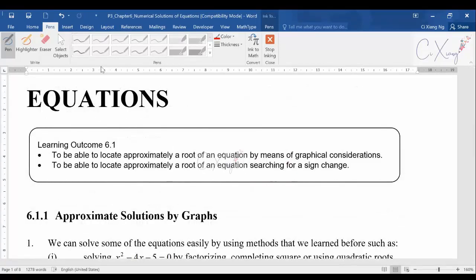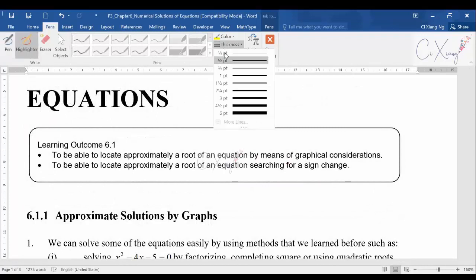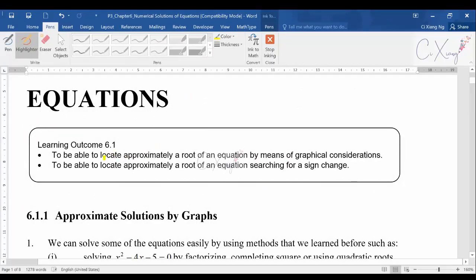For learning outcome 6.1, that means after this video, you need to locate approximately the root of an equation by means of graphical consideration. And the second learning outcome will be to locate the root by using the method of sign change. So in general, the learning outcome is to ask students to locate the root, that means to find out the root, by using two different methods. The first one is the graphical method. Another one is the sign change method.